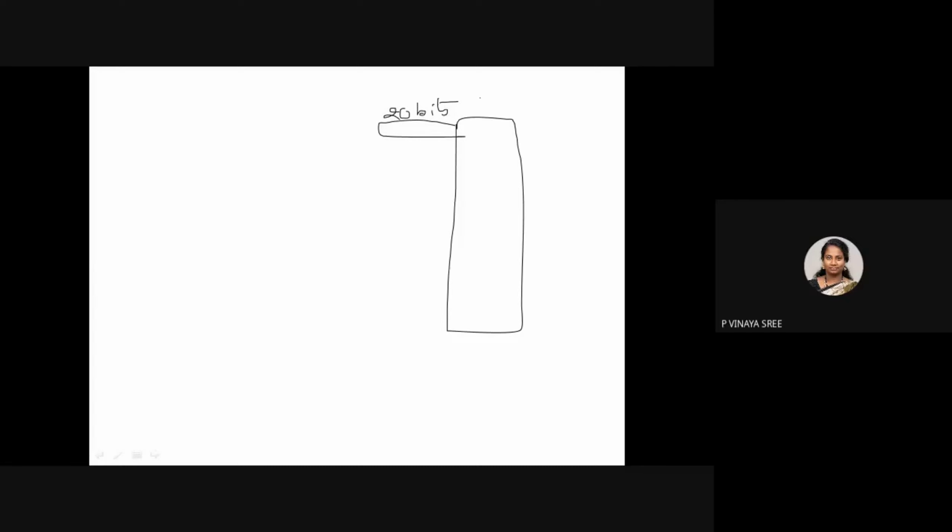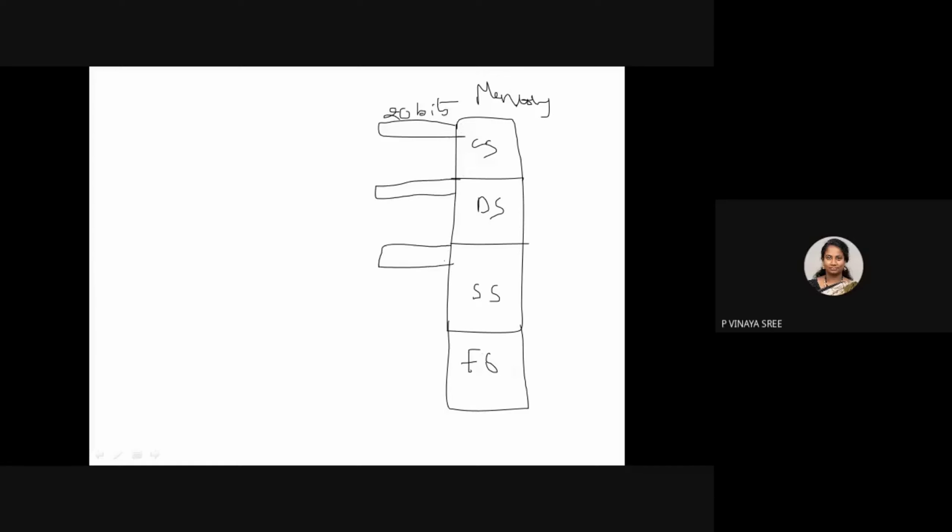Now, try to concentrate, ma'am. This entire memory will be divided into segments. We have an advantage in dividing into segments, but I want to go to the main topic. So we have a code segment, a data segment, a stack segment, and an extra segment. To access those, we use 20 bits. So for fetching, the BIU has to go to that particular location.